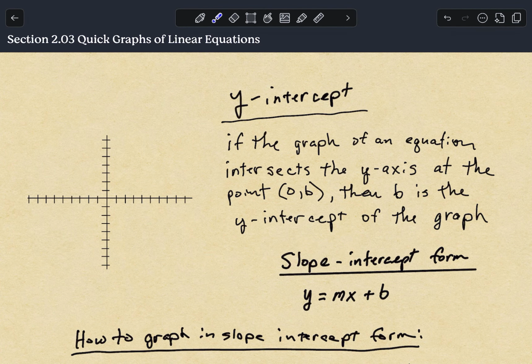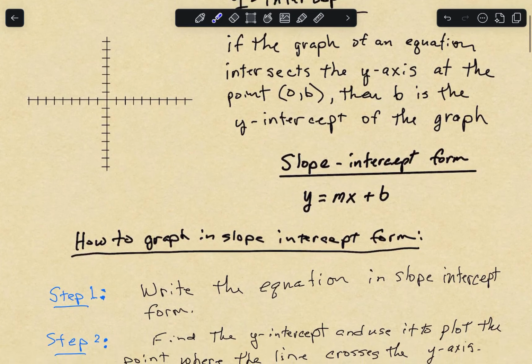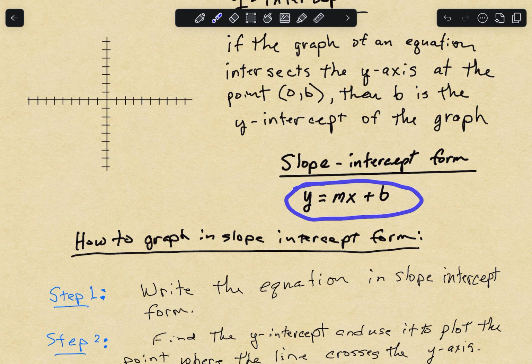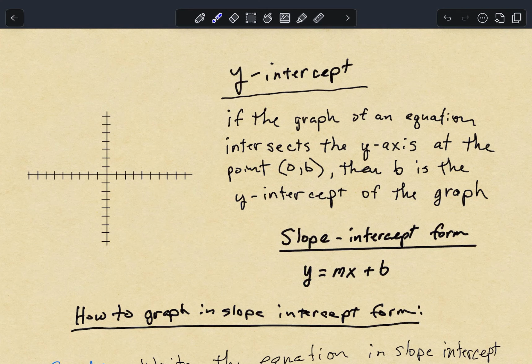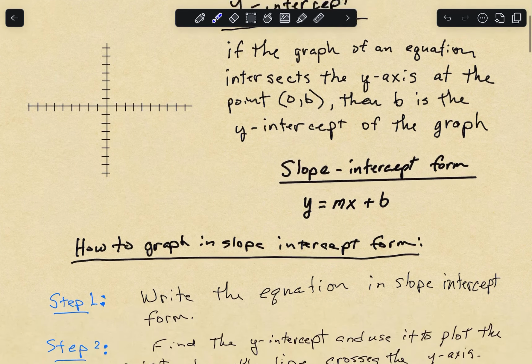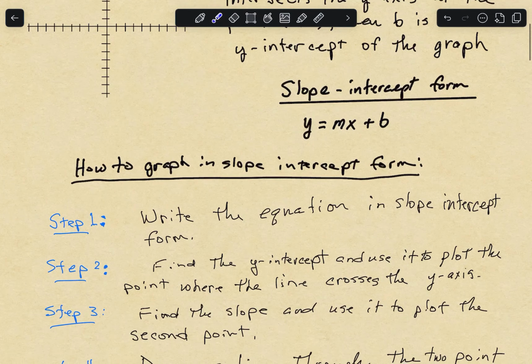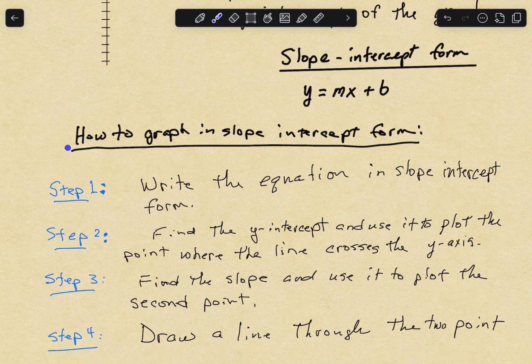All right? Now, a lot of people like to graph with what we call the slope-intercept form, and usually write it in this fashion, y equals mx plus b. So how do we graph in slope-intercept form? Well, it's very easy. We're going to use this formula to plot a graph on this line. This is a very popular one because it's very easy.